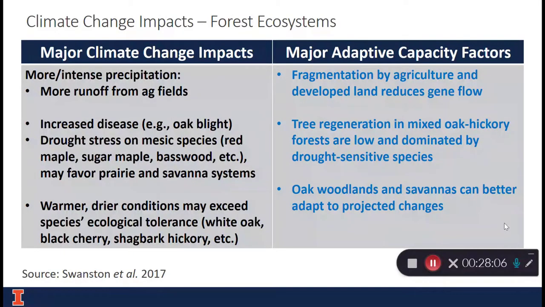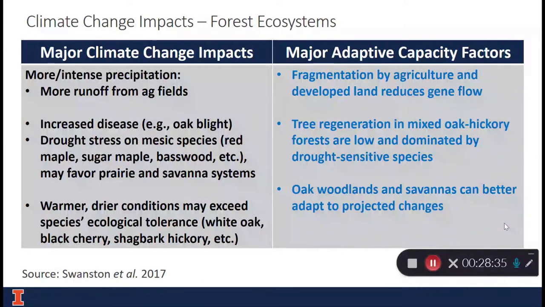We also see serious natural ecosystem impacts. So I'm talking about forest ecosystems here in this slide. And there are major climate change impacts. So for example, we get more intense precipitation, which means more runoff, perhaps chemical runoff from agricultural fields. Increased wetness also increases disease, so the incidence of disease like oak blight. So increasing temperatures and precipitation in the springtime especially makes for a higher likelihood, a higher prevalence of disease.